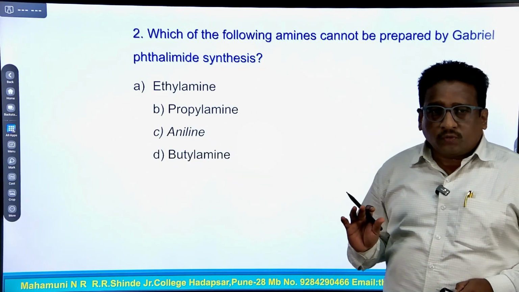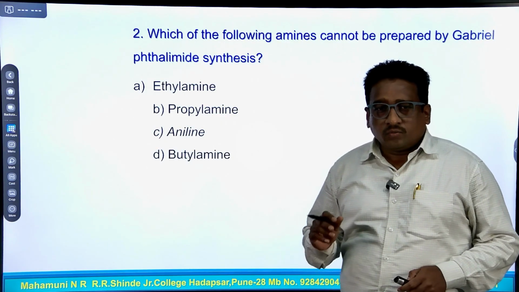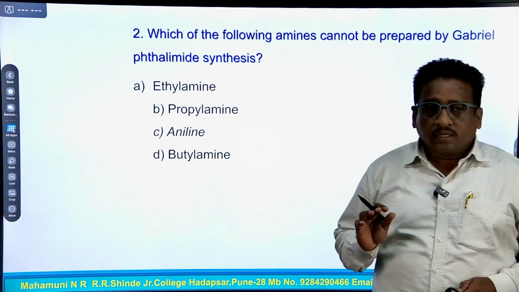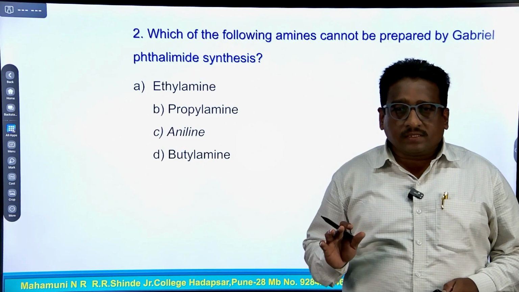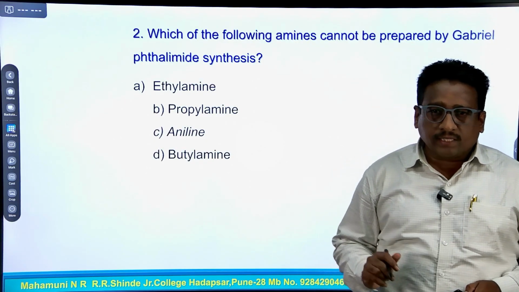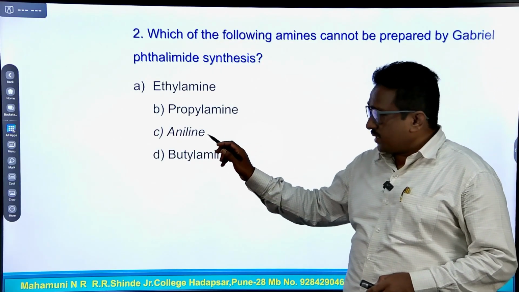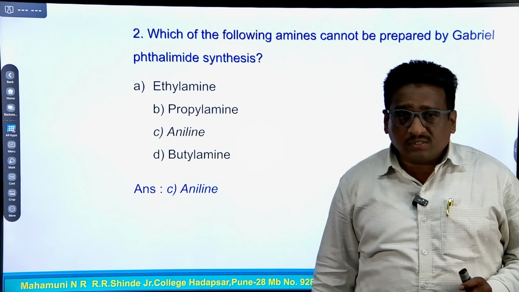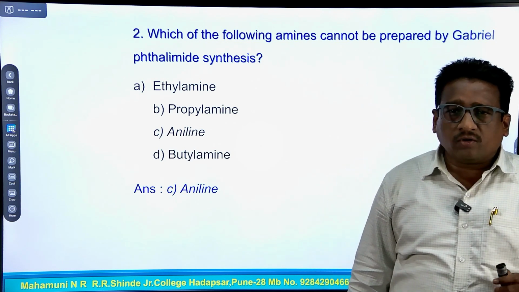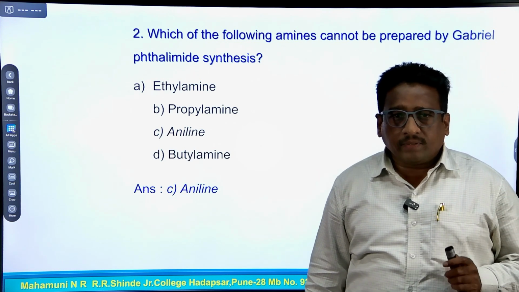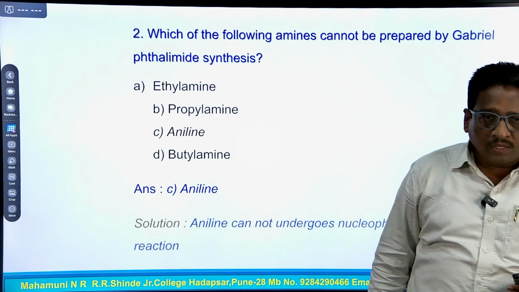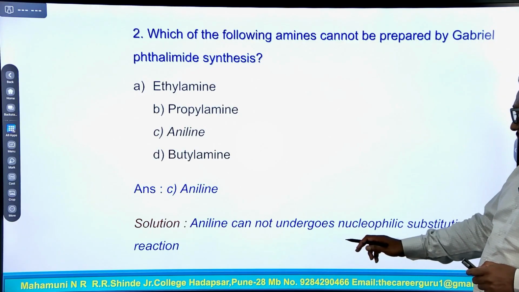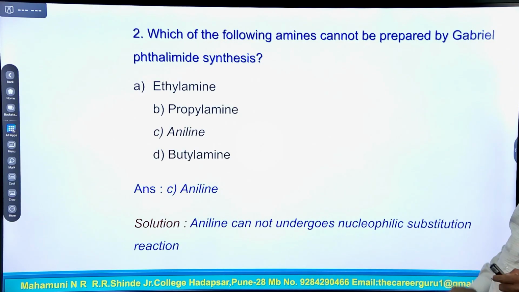So, out of these 4 options, we have already studied in Gabriel phthalimide synthesis that aromatic primary amines cannot be prepared by this method. So, the correct option is aniline, because aromatic amine cannot be prepared by Gabriel phthalimide synthesis. Aniline cannot undergo nucleophilic substitution reaction.